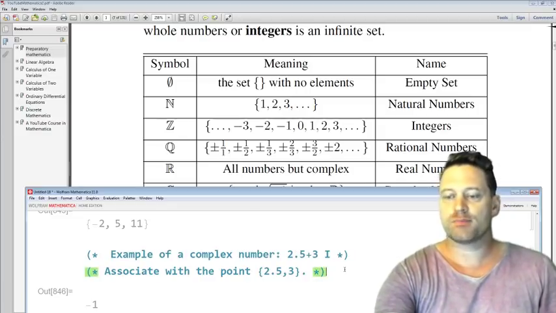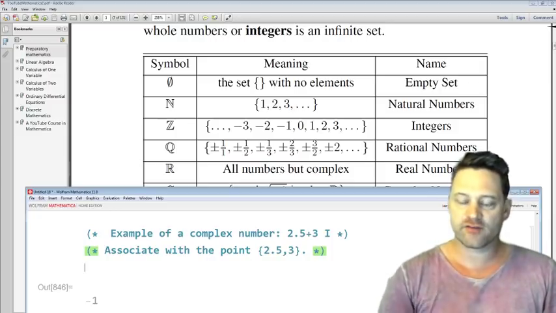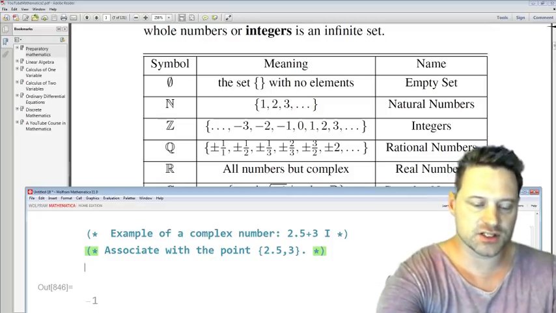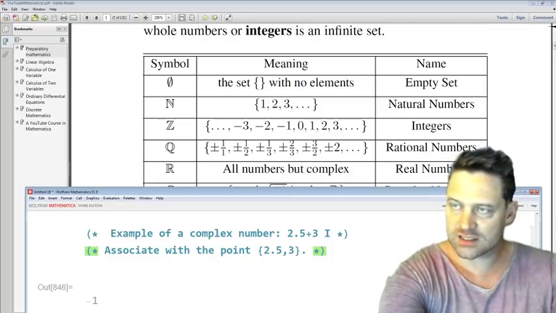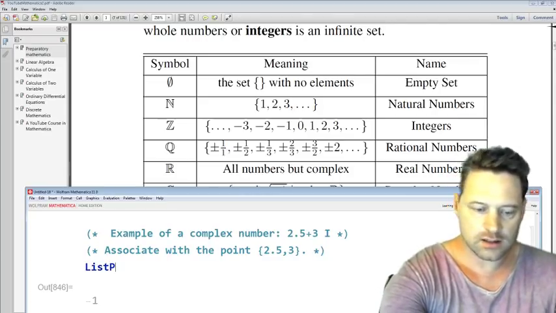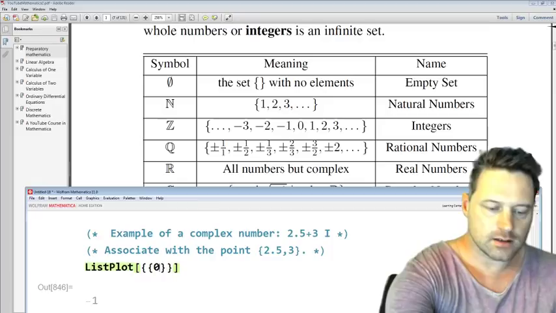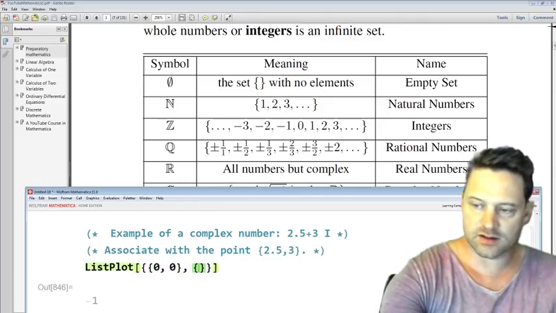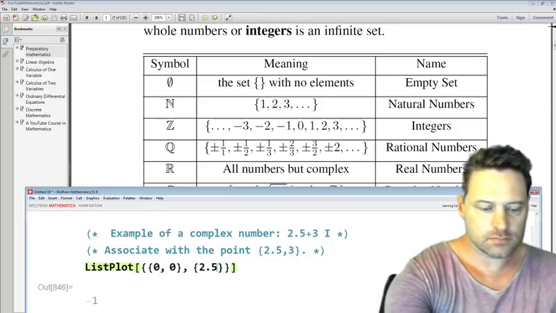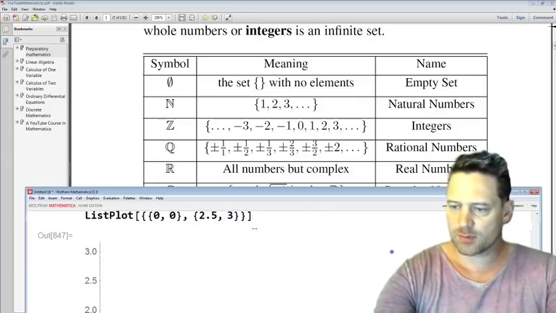Okay, so let's plot this in Mathematica. All right, but in order to have a frame of reference, let's also plot the point 0, 0, as in the origin. So I'll write, let's just go ListPlot. That'll be the easiest. ListPlot. Okay, and I'll put in 0, 0, and then this other point, 2.5, comma 3.